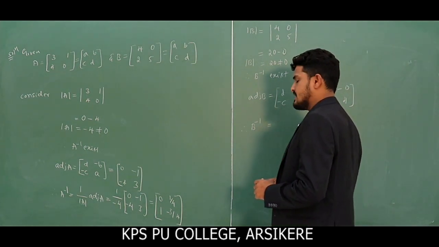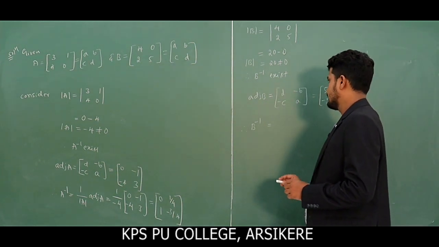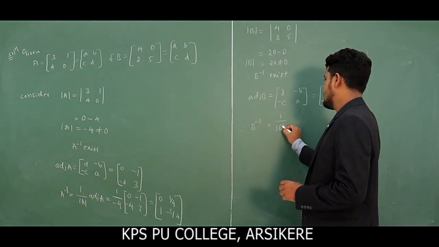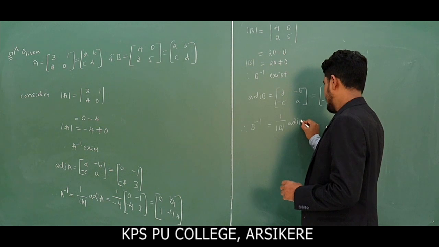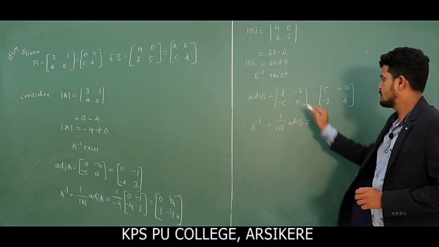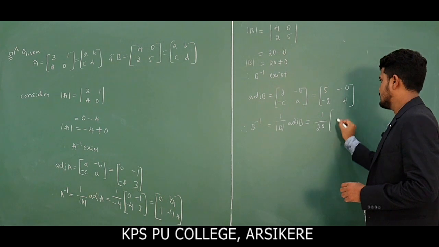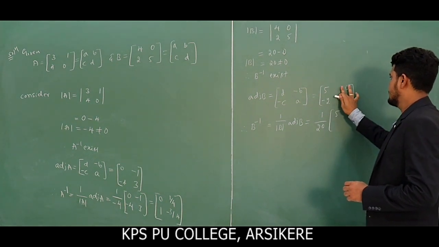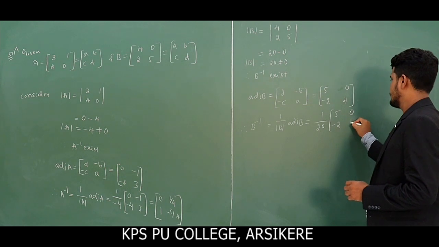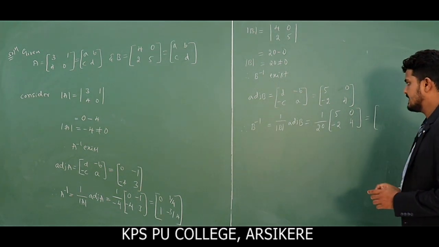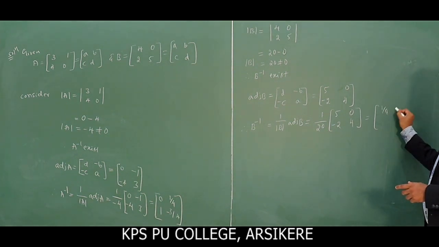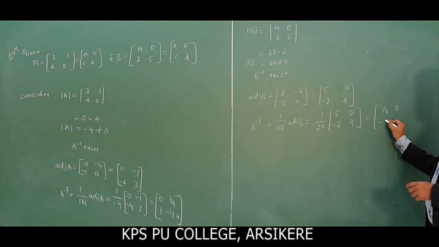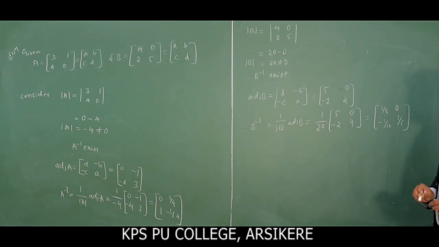So B inverse is equal to what? B inverse is equal to 1 divided by determinant of B into adjoint B. So determinant of B value 20, 1 divided by 20 into [5, 0; -2, 4]. So dividing each term by 20: 5 by 20 is 1 by 4, 0 by anything is 0, minus 2 by 20 is minus 1 by 10, 4 by 20 is 1 by 5. So this is the value of B inverse.